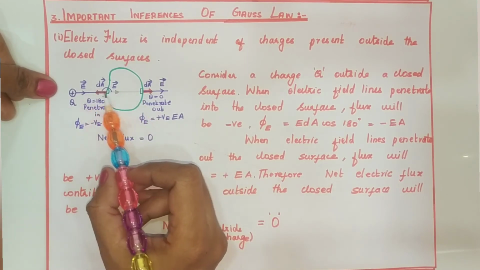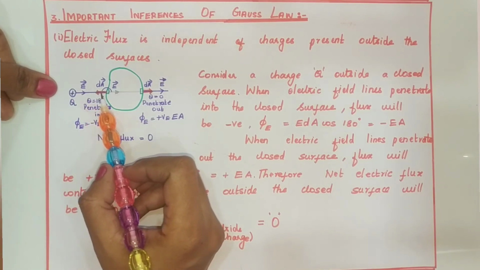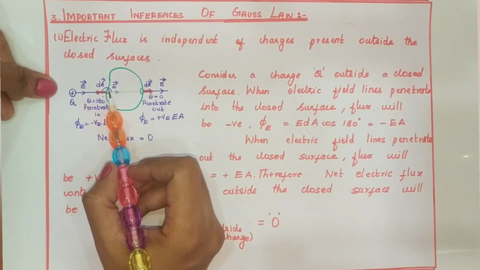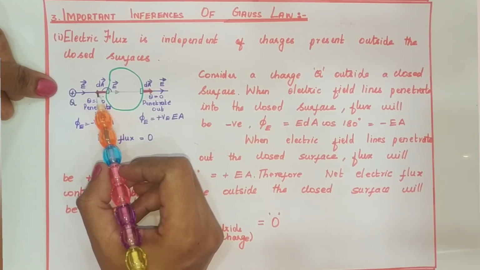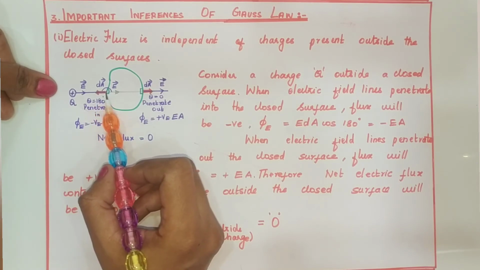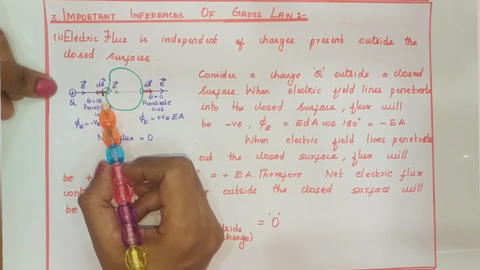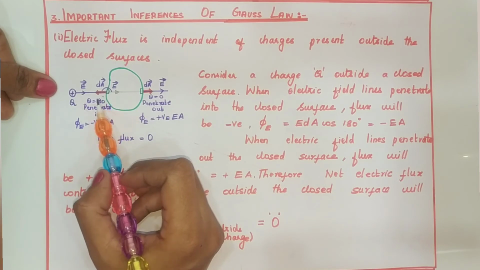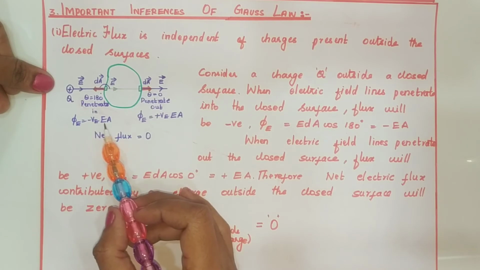Okay, now what will be the angle on the penetrating inside? You see, the electric field line E vector is pointing in this direction, and the direction of the area element is pointing in the outward direction of the closed surface. That is, it's exactly opposite to the direction of the electric field. So the angle between E vector and dA vector will be 180 degrees. The electric flux phi E will be negative of EA.